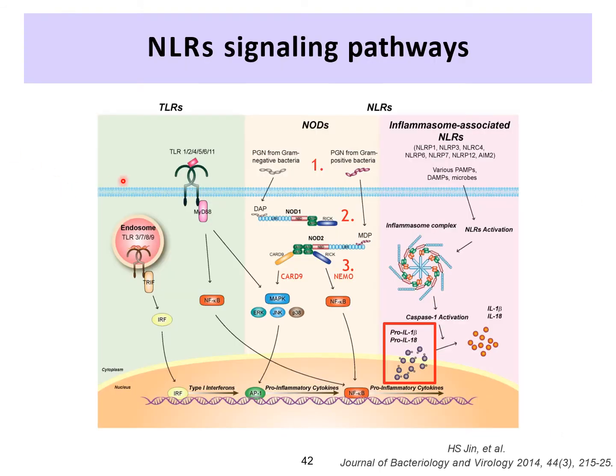So here we can see the various signaling pathways for TLRs, NODs, and inflammasome-associated NLRs. For TLRs, as I have already told you, the signaling pathways are MYD88 and TRIF, and NF-kB and IRF, and interferons are produced, and here you can see CARD and NEMO pathways are activated, that is caspase activation and recruitment domain. So pro-inflammatory cytokines are released here, and here also the inflammasome complex is activated by NLRs, leading to caspase 1 activation, and so again releasing pro-inflammatory cytokines.